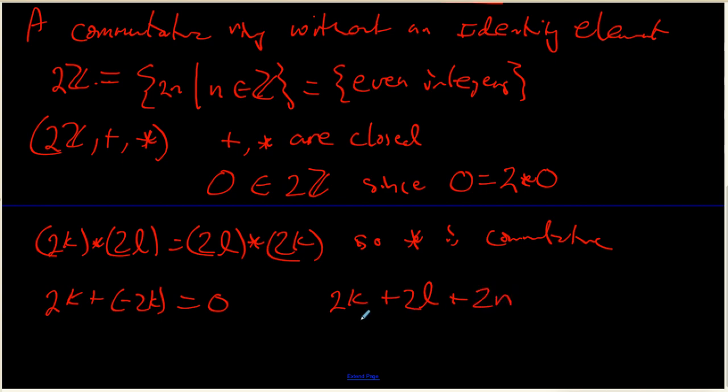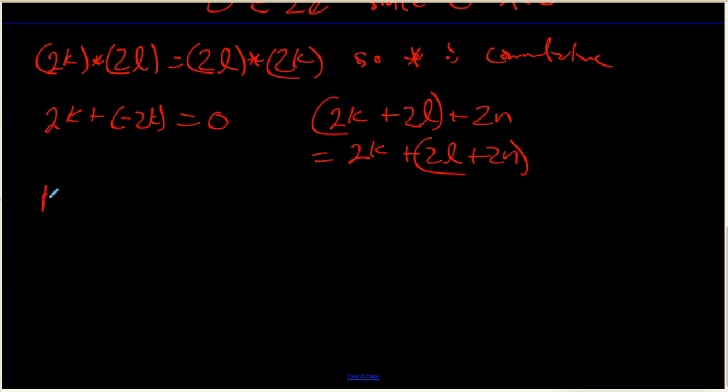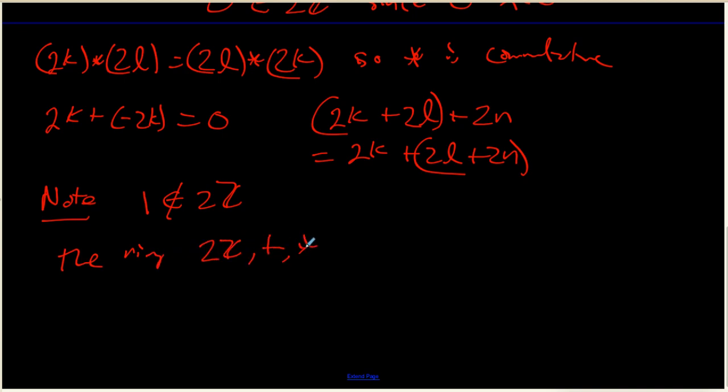If I have a string like this in Z, we already know that this is equal to that inside Z. So of course it's going to be true inside this particular set. So when you put all of this together, we have all of the ring axioms satisfied, but because 1 is not inside this set, the ring 2Z under plus and times has no multiplicative identity element.